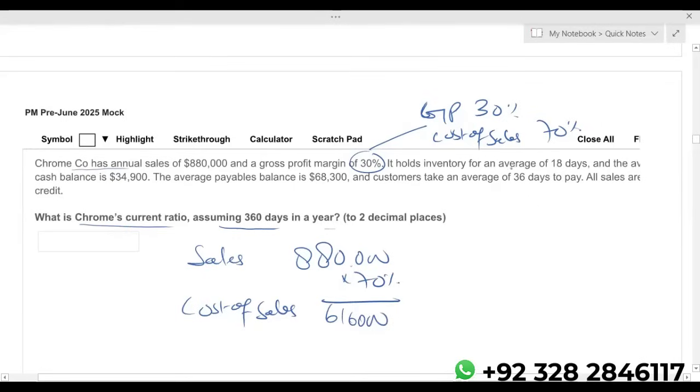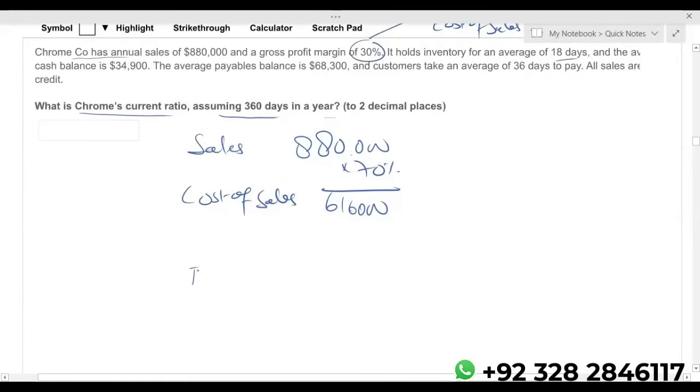It holds inventory for an average of 18 days. So here comes the inventory value. Current ratio means I need current assets upon current liabilities. Cost of sales into inventory holding period gives you the value of the inventory: 30,800.